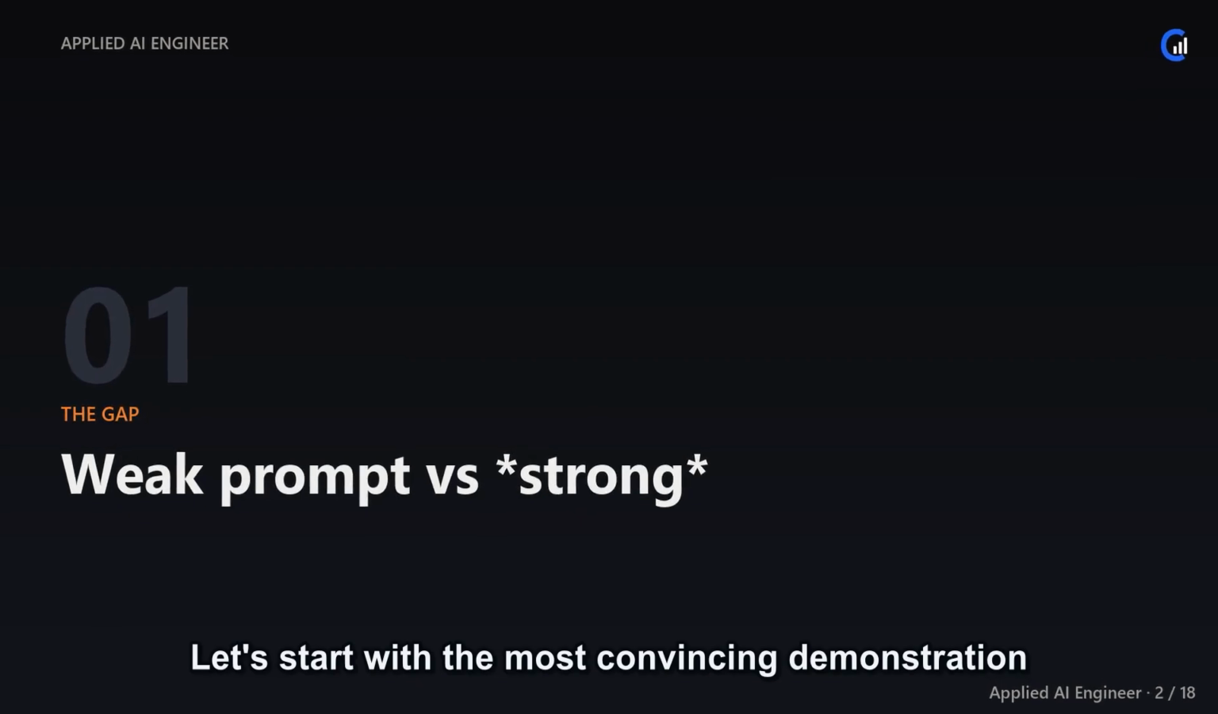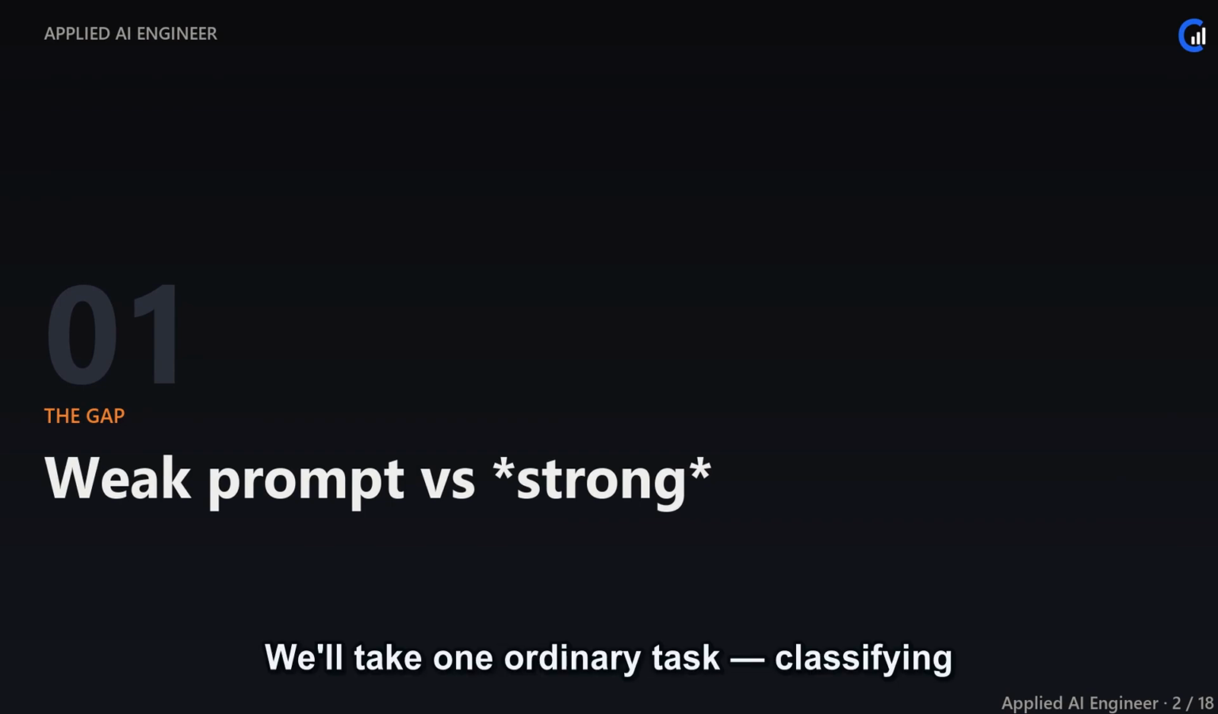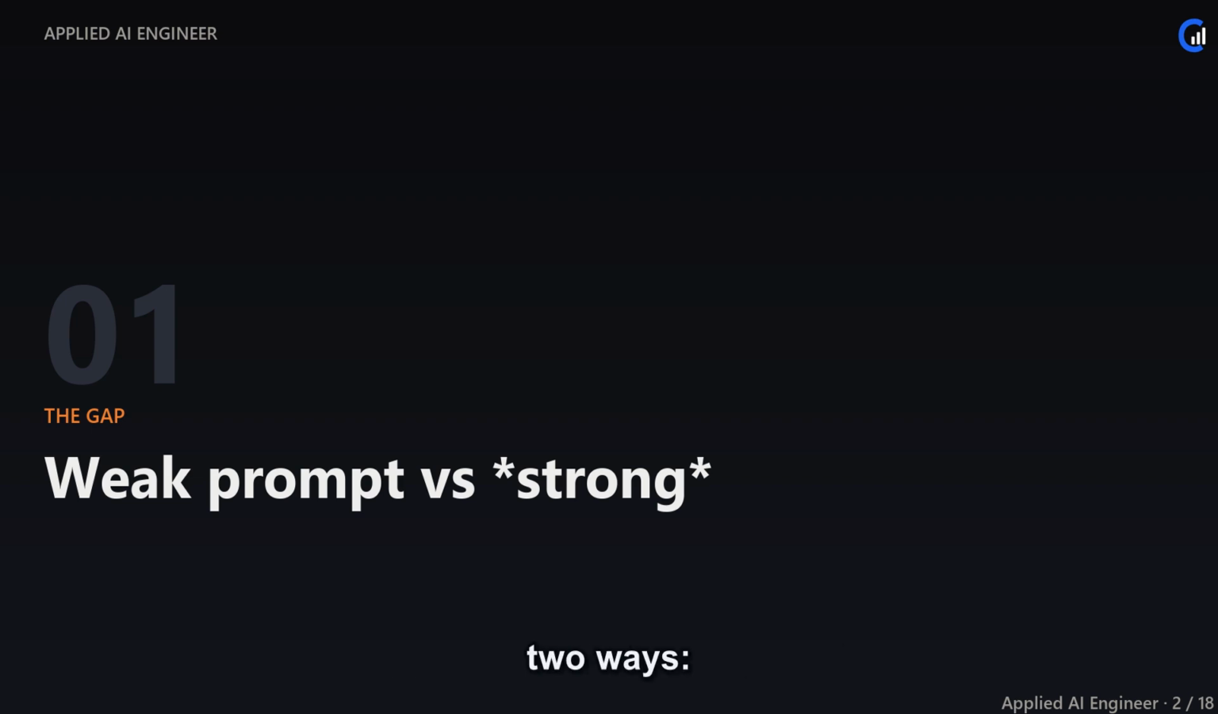Let's start with the most convincing demonstration in the course. We'll take one ordinary task, classifying a support ticket, and run it two ways, a lazy prompt and an engineered one. Same model, same ticket. Watch how different the two outputs are, and why only one of them is usable in software.